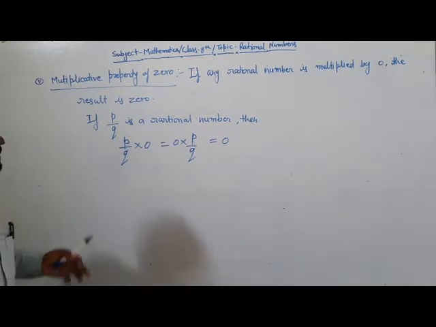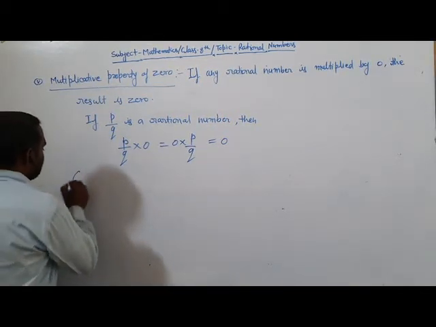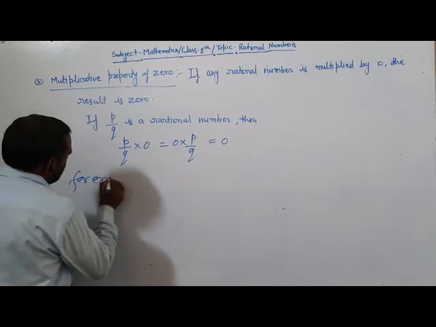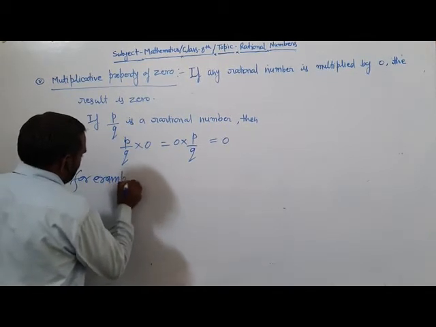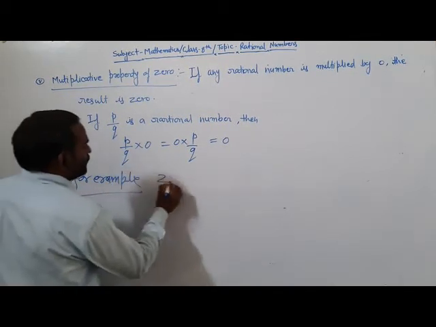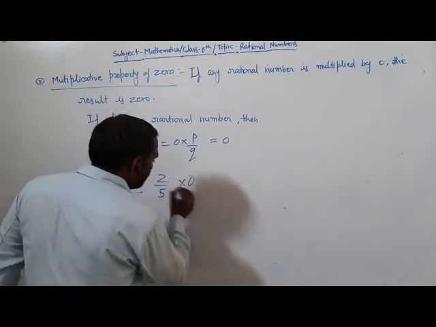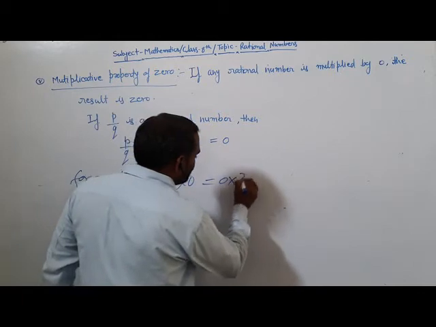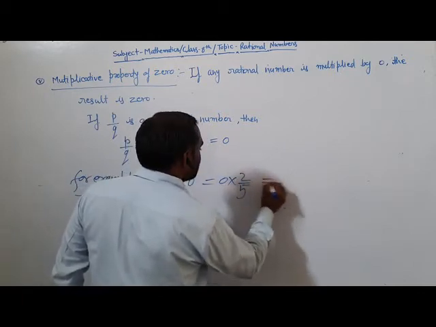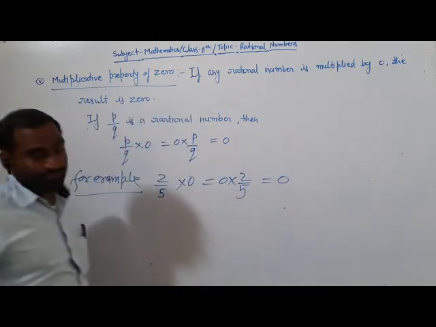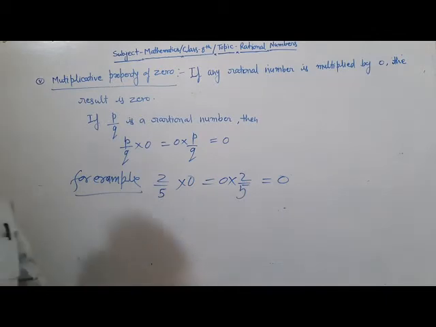Let's take for example 2 by 5 into 0, or 0 into 2 by 5. In both cases we get 0. So this is called the multiplicative property of 0.